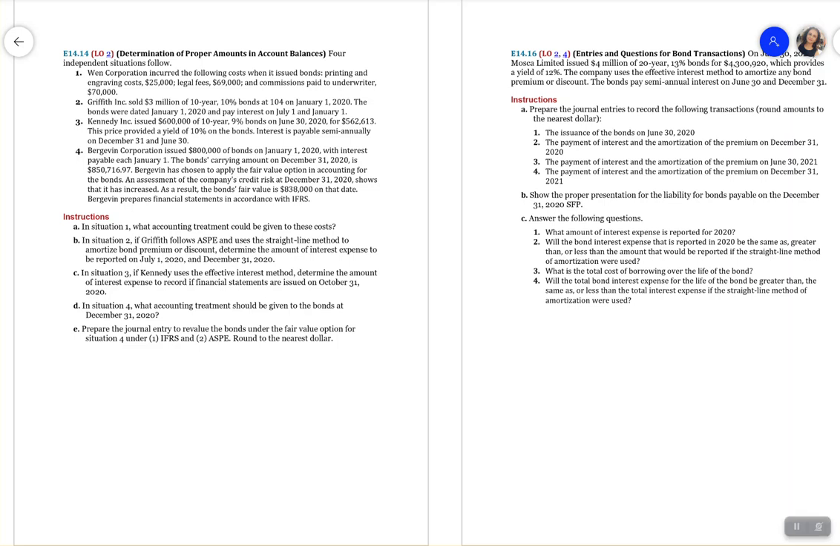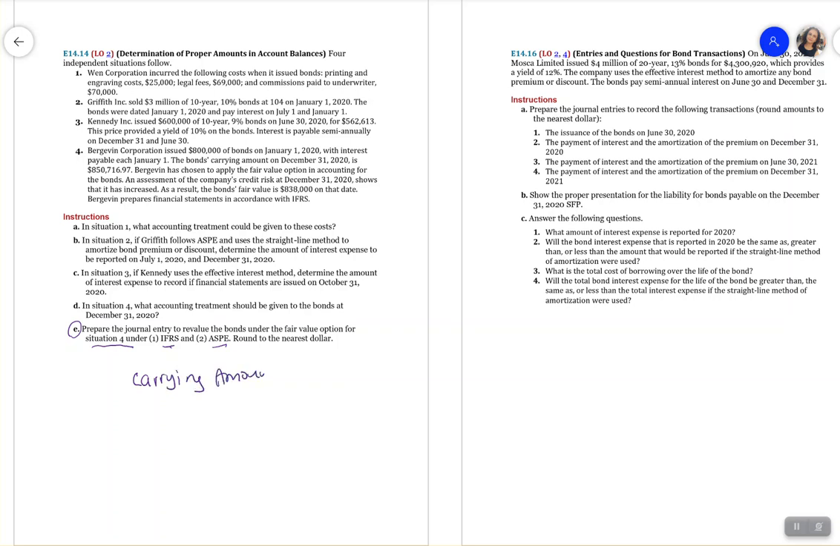Hello everyone, welcome back. Now I had some issues, so this is where I left off with the E part. The E part was how the situation changes if the company follows IFRS or ASPE. Like I said in our previous recording, if the bond is recorded at the fair value, we started off with a carrying amount.